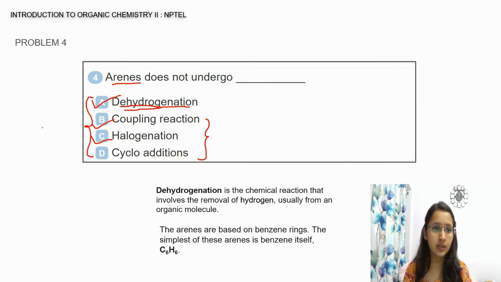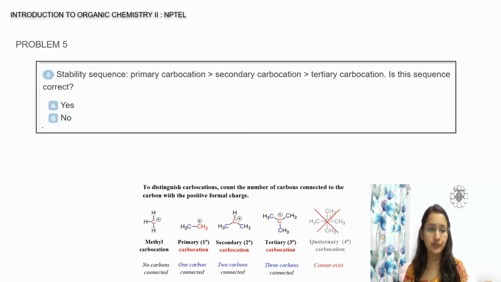Now coming to problem 5. Here we have to discuss the stability sequence of carbocations. As we know, carbocations are nothing but electron deficient sp2 hybridized systems. So carbocations are sp2 hybridized. So here we have to comment on their stability. As we know that carbocations are electron deficient species, right?